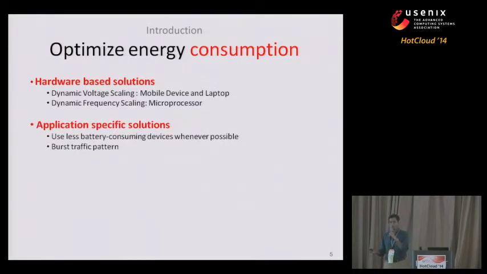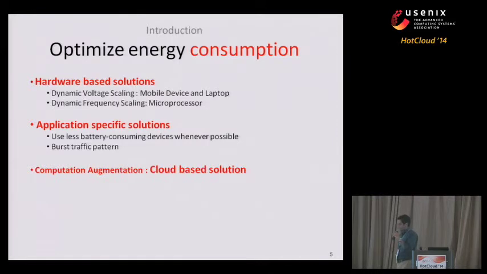For example, if you have both 3G and Wi-Fi, when you're downloading a huge amount of data, you can always switch to Wi-Fi so that you can download a lot of data at the cost of less energy consumption. And lastly, computation can also be augmented with the cloud.